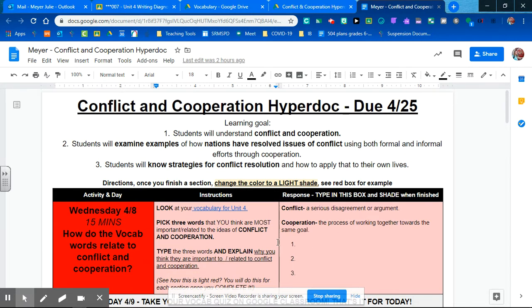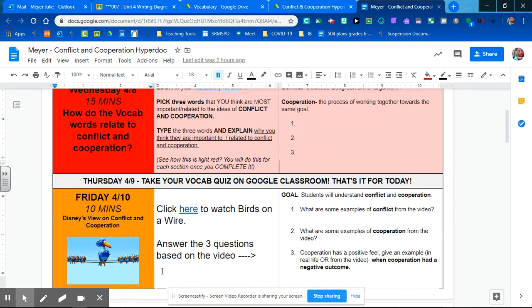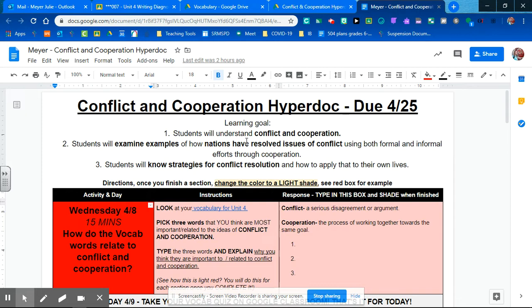Again, this is just the overview. Today you're only doing Wednesday, and then you will follow the steps here. Please make sure, of course, right when I push this out, the first thing you're going to do is make a copy and attach it so I can progress monitor you.